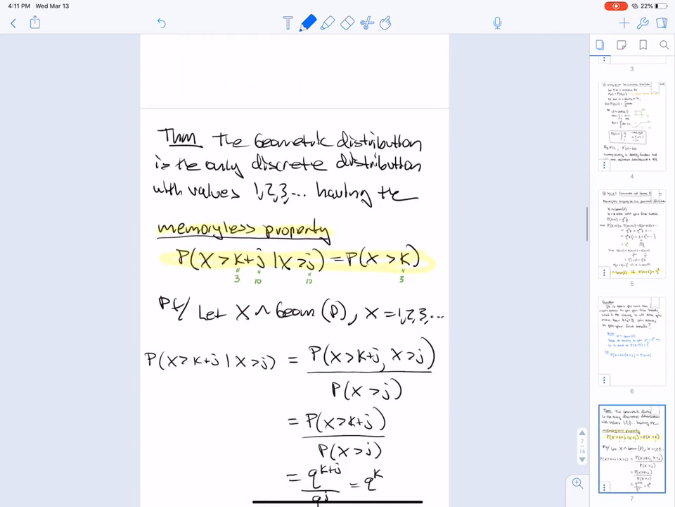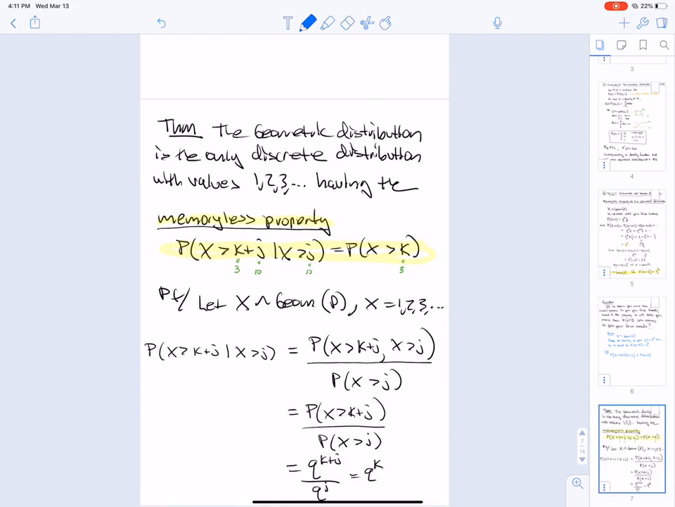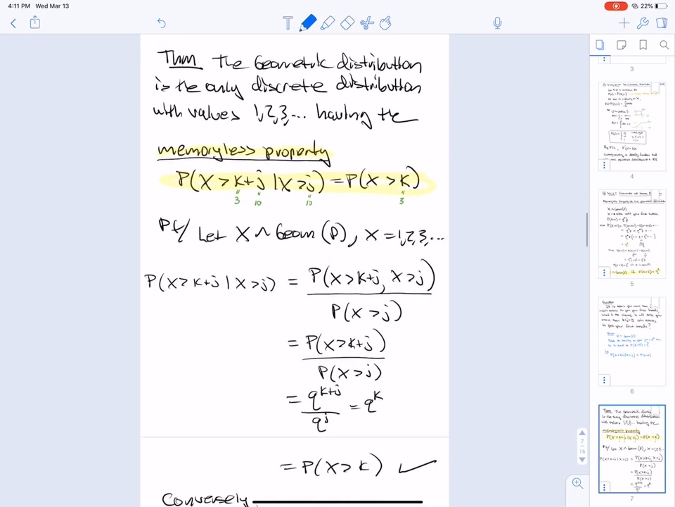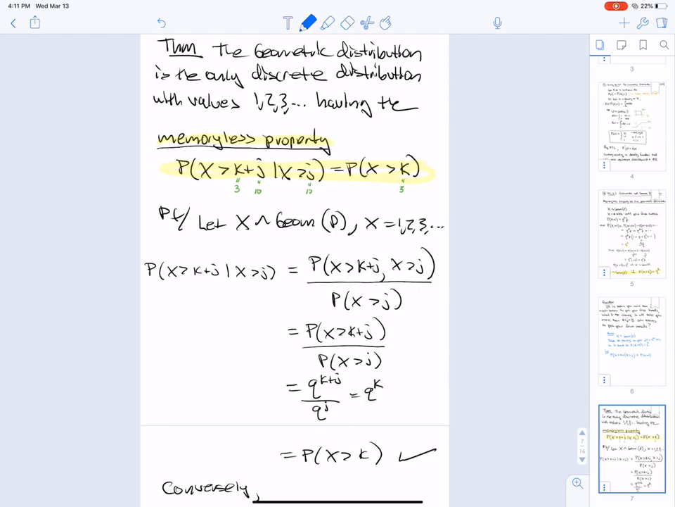And the interesting thing is that the geometric distribution is the only discrete distribution with values 1, 2, 3, and so on having the memoryless property. So to prove this, we'll show that the implication goes both ways. First, we're going to assume that X is geometric and show that we have the memoryless property. Then we'll show that if we have the memoryless property, then we're geometric.